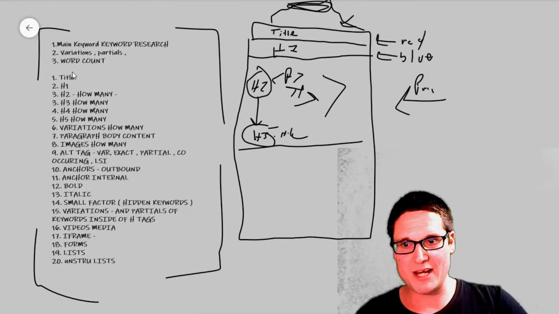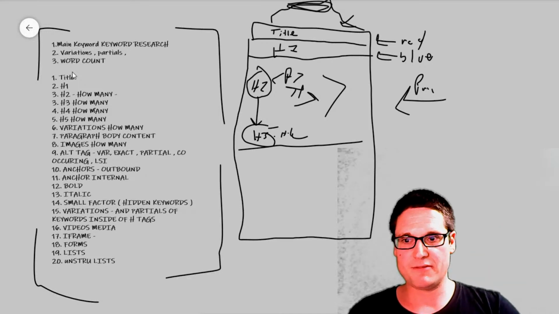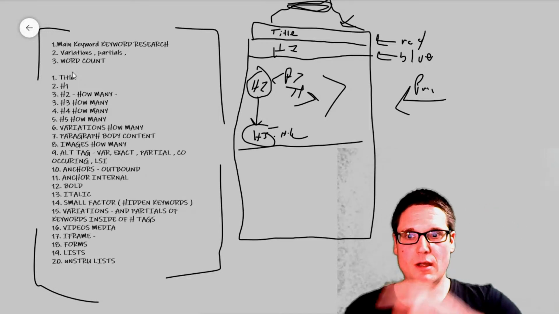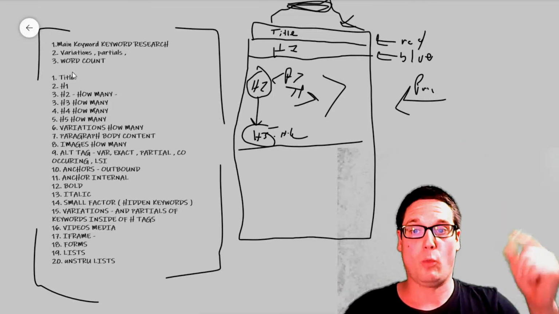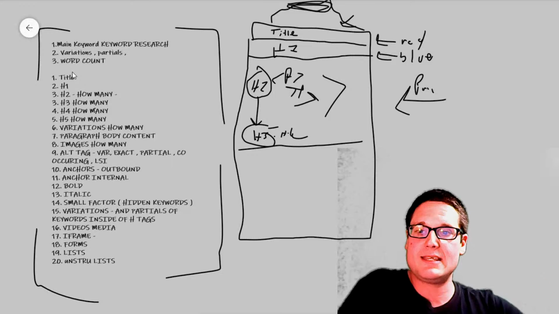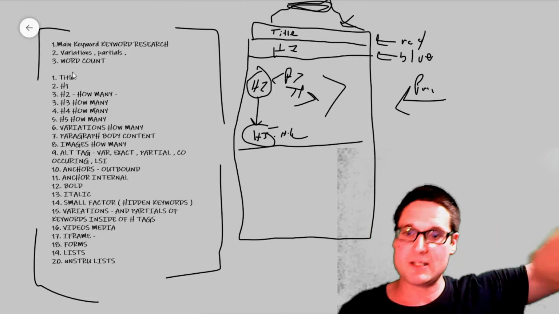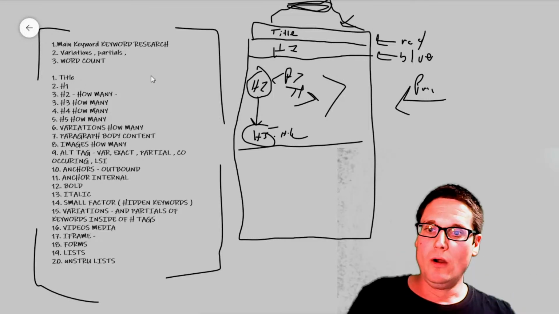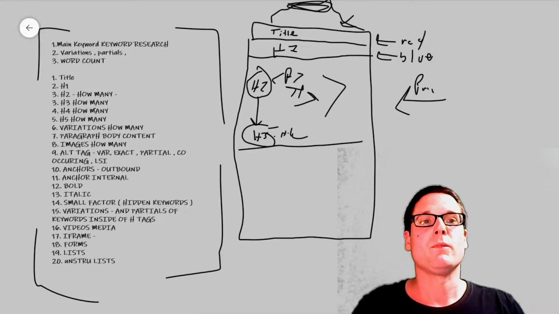Title, H1 through H6. Actually, H5, H6 is irrelevant. Variations of keyword. How many paragraphs? How many images? Alt text, anchor internal, which we're going to work on next. How many bolds and italics? Hidden keywords, which for this SERP there really aren't any, so that's a small factor, which I wrote. Variation and partials inside of H tags. Well, I looked that up.